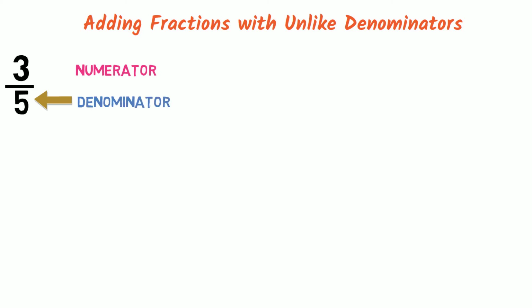Let's learn how to add fractions with unlike denominators. The terminology we will use in this video are numerator, which is the top number, denominator is the bottom number, fraction, which is a portion of a whole number, and common denominator, which is a number with which both denominators share at least one factor other than 1.